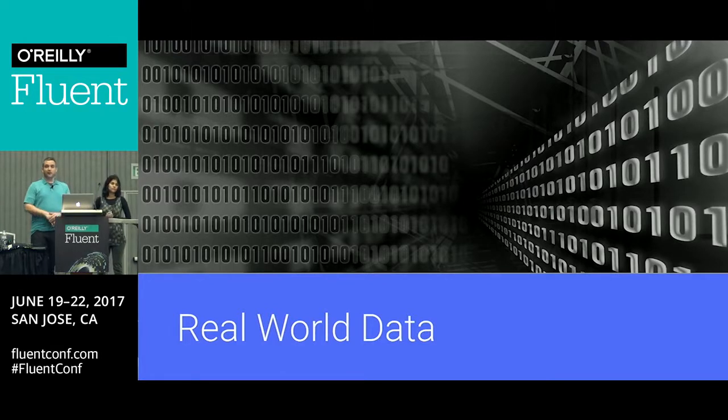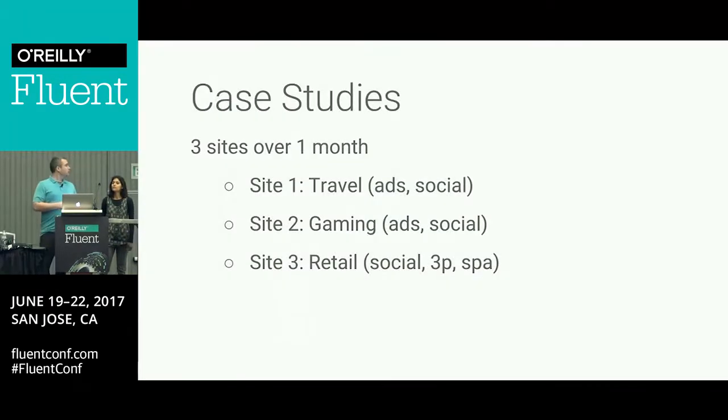So now that we've been talking about how great our ideas are, we should actually prove that they work in the real world, right? So we've been doing some case studies with turning on time to interactive and capturing all these long tasks, and we wanted to share some of the data with you. We've been looking at a couple sites over about a month, 3 different sites. There's a travel site, a gaming site, and a retail site. The first 2 sites are really ad heavy, so you'll see a lot of third-party content from ads. They have social widgets as well. The third site doesn't have any ads, but it has other third-party content, and it's a single-page app.